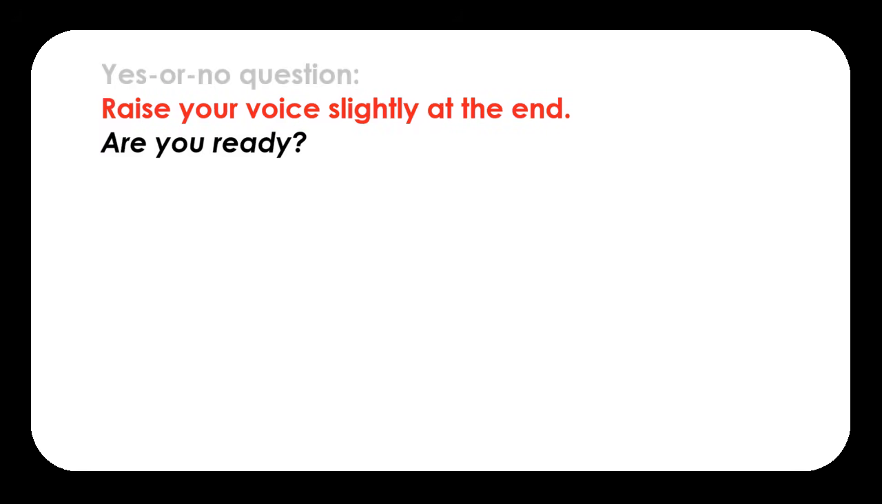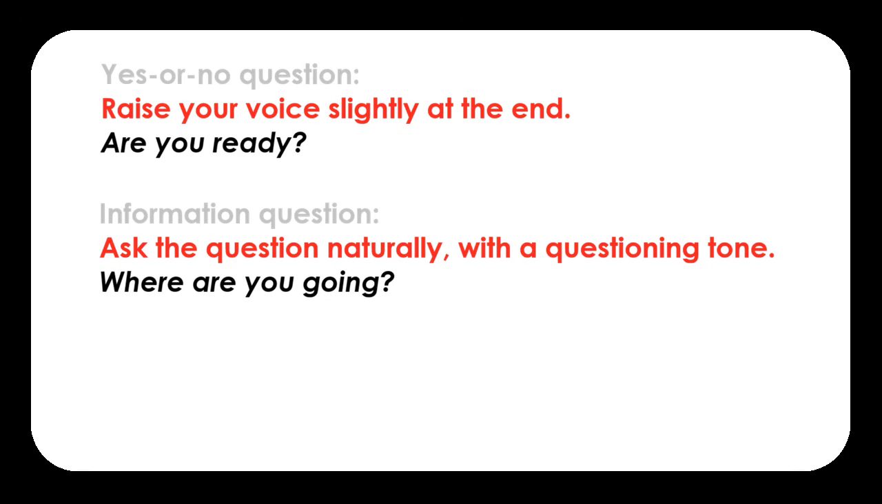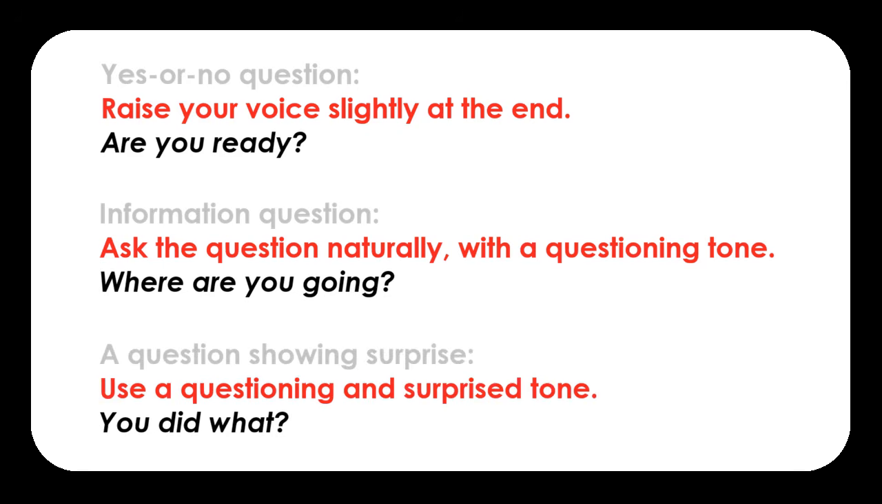For a yes or no question, the reader raises their voice slightly at the end. For example, are you ready? For an information question, the reader asks the question naturally, with a questioning tone. For example, where are you going? For a question showing surprise, the reader uses a questioning and surprised tone. For example, you did what?